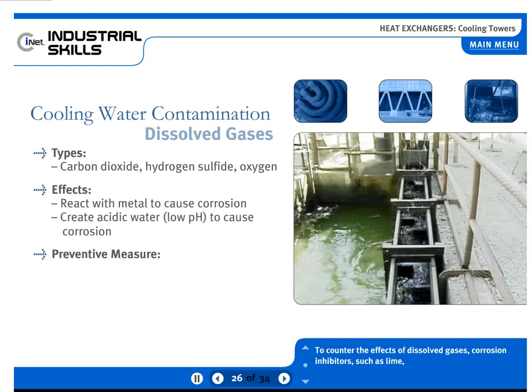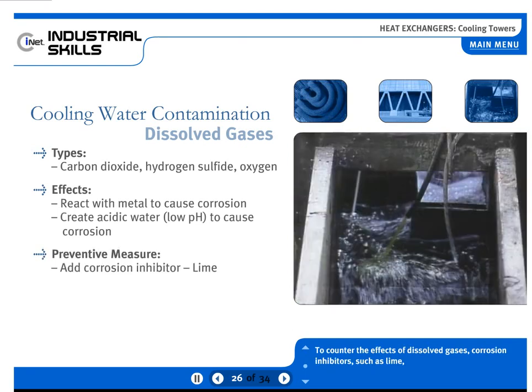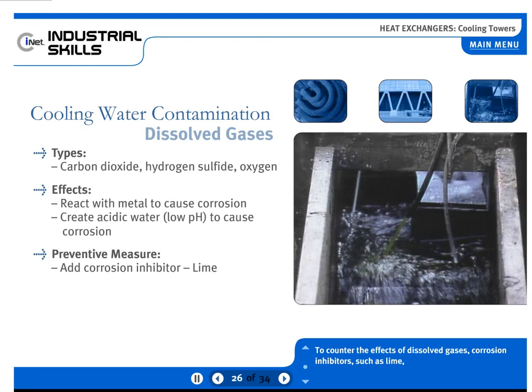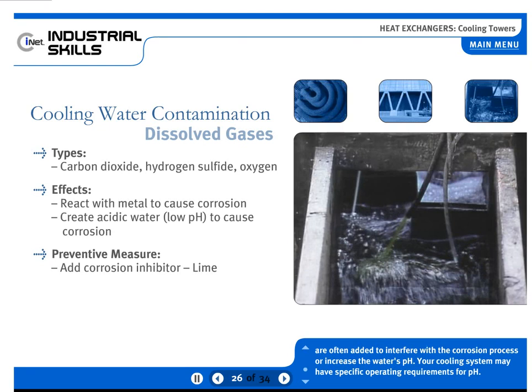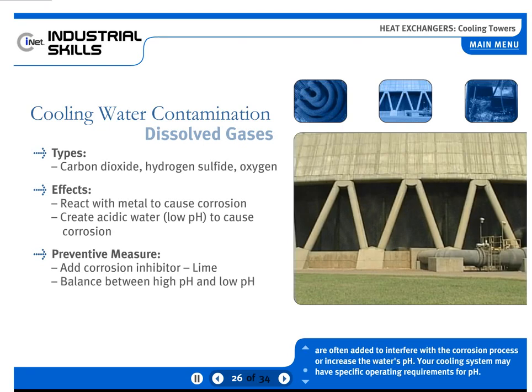To counter the effects of dissolved gases, corrosion inhibitors such as lime are often added to interfere with the corrosion process or increase the water's pH. Your cooling system may have specific operating requirements for pH. These requirements will strike a balance between a high pH that will reduce the rate of corrosion and a low pH that will reduce the rate of scale formation.